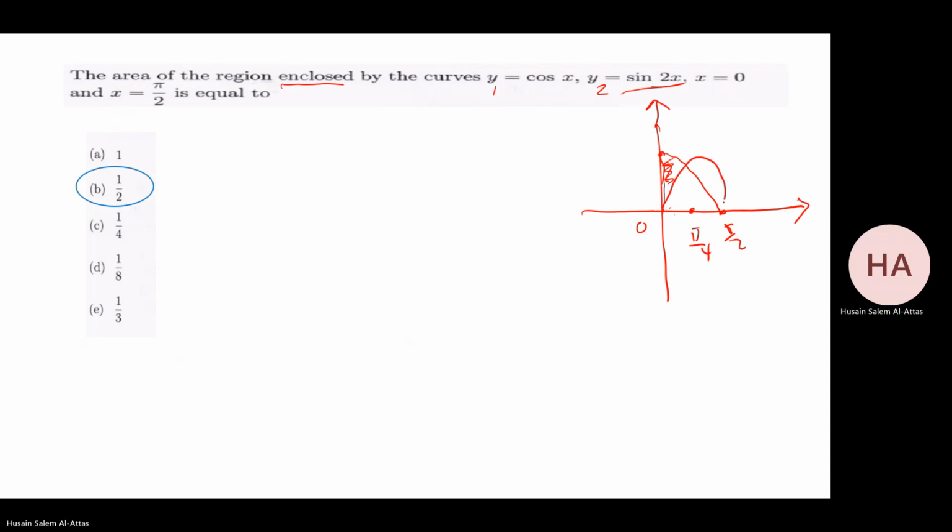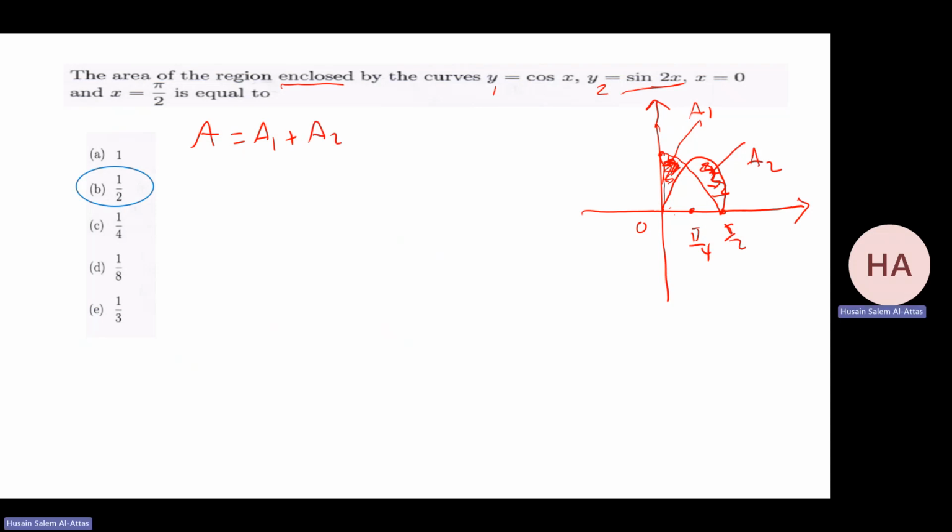So I can do something like this. I have this area and this area. These are enclosed by these four curves. I have x equals 0, x equals pi over 2. This one is not included because it's not enclosed for x equals 0, x equals pi over 2. Actually, yeah, so this is what is included. This is A1 and this is A2. So my area will be A1 plus A2.